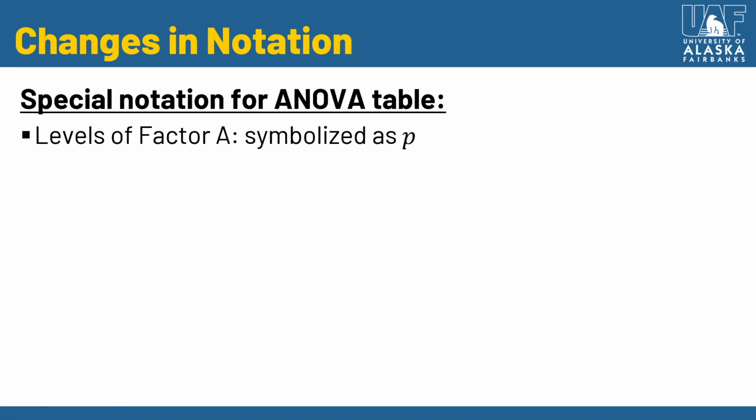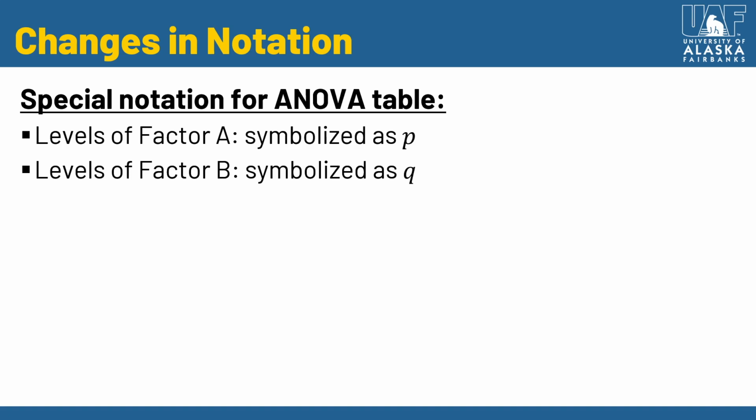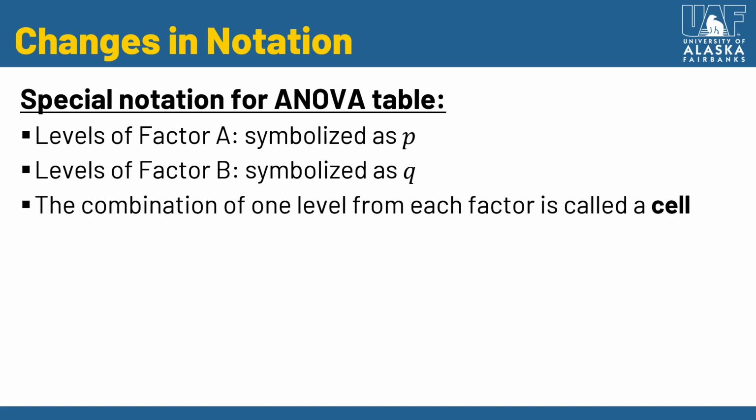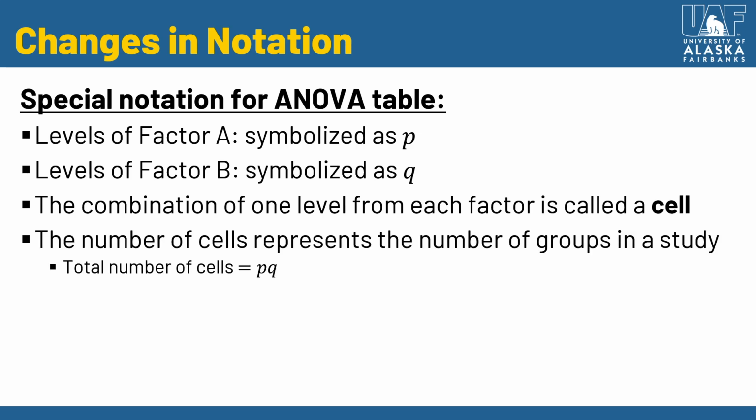Some new notation, P is the levels of factor A. So in that example you just saw, P would be 3. Q is the levels of factor B. So again, the previous one, that was 3 by 2, so Q would be 2. And the combination of one level from each factor is called a cell, right? So just like cells in Excel or in a spreadsheet program on your computer, we call those individual squares cells. And so in this case, a cell is a similar concept. And I'll show you some tables here that will hopefully depict that a little more.